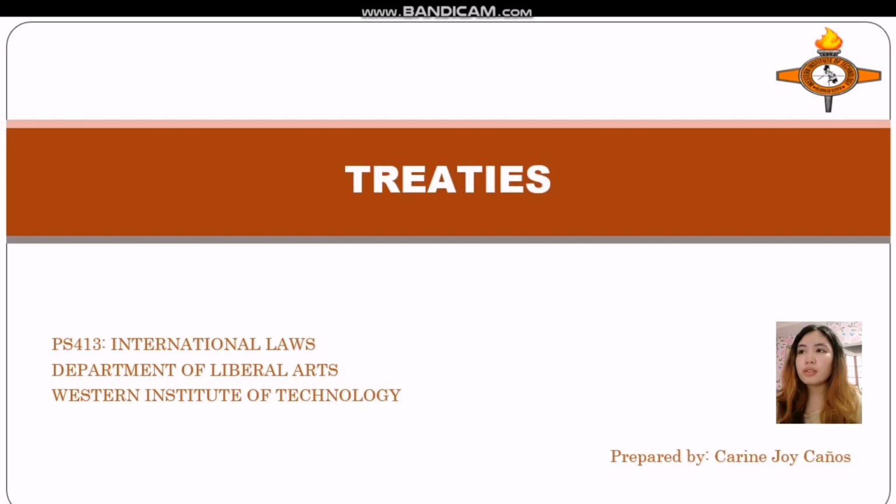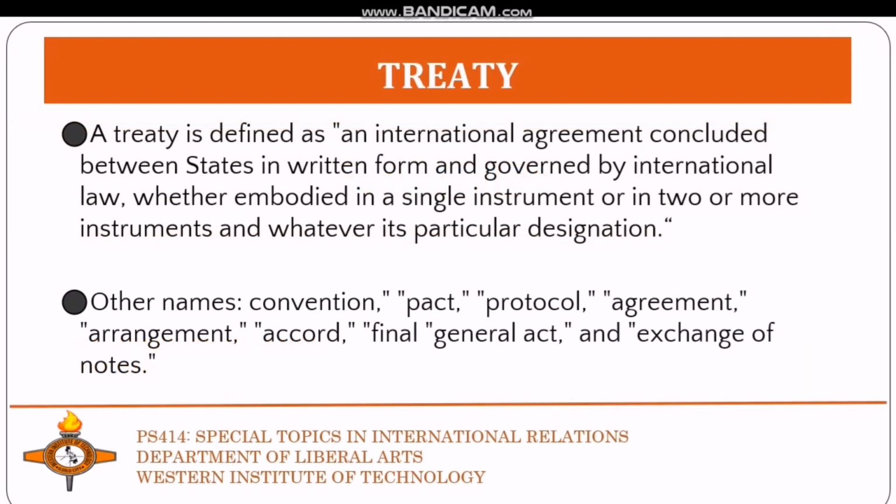So a treaty is defined as an international agreement concluded between states in written form and governed by international law, whether embodied in a single instrument or in two or more instruments, and whatever its particular designation. In other words, it is an agreement between states, including international organizations of the state, intended to create legal rights and obligations of the parties thereto.